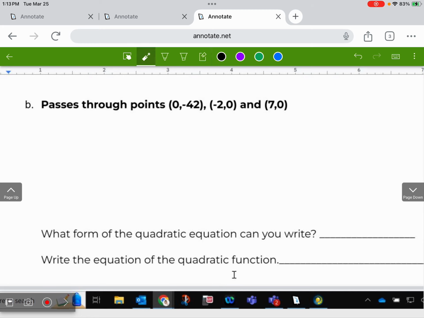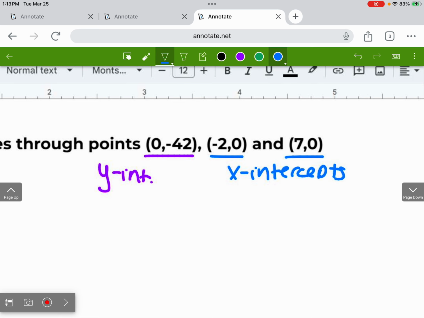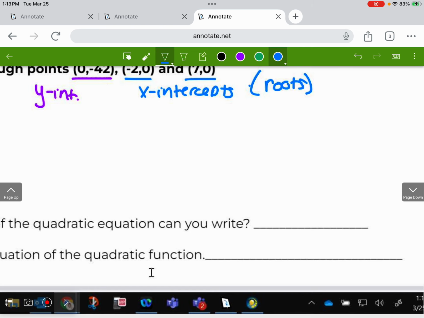Yeah, we've got some intercepts. I've got the y-intercept here. This is our y-intercept. And these two are both x-intercepts. X-intercepts are also known as our roots, right? So that means I have access to both of my roots plus 1 point. So if we know both of our roots, we can get ourselves a factored form equation.